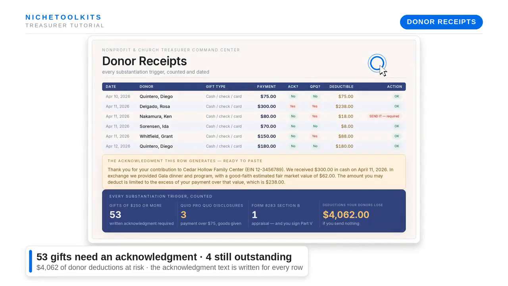There is no penalty on you for a missing acknowledgement. The donor simply loses the deduction, which is exactly why the treasurer owns this. 130 gifts are logged. 53 of them are $250 or more, the line where a written acknowledgement becomes mandatory. 3 are quid pro quo, a payment over $75 where you gave something back, so the value has to be disclosed and the deductible amount limited. 4 acknowledgements are still outstanding, and the file prices that at $4,062 of deductions your donors would lose.